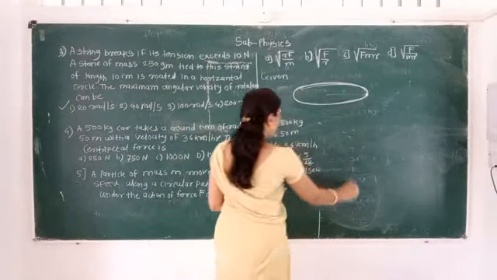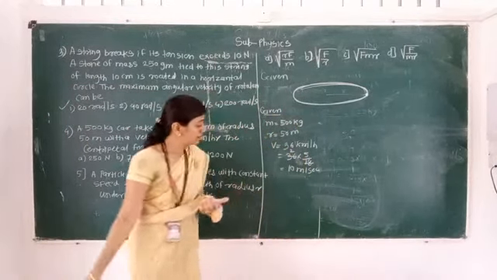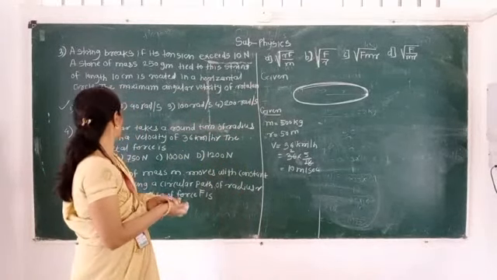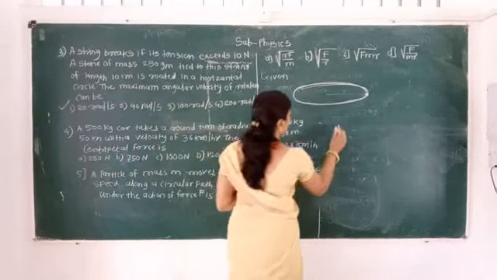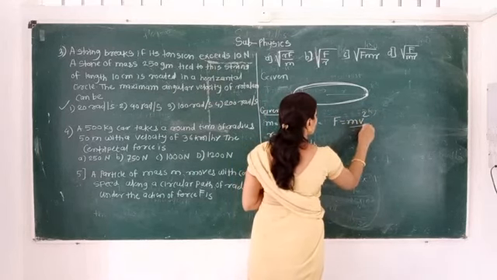Here we are getting the value of v. v is nothing but 10 meter per second. Now we have the value of v, and here we have to find out the centripetal force. We know centripetal force is equal to m v square upon r.